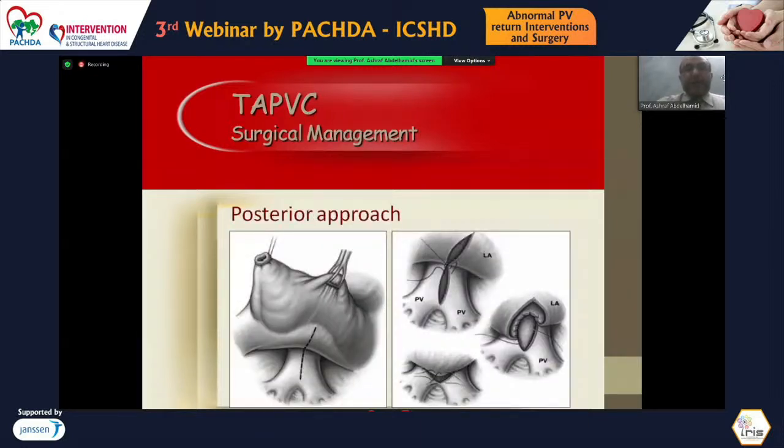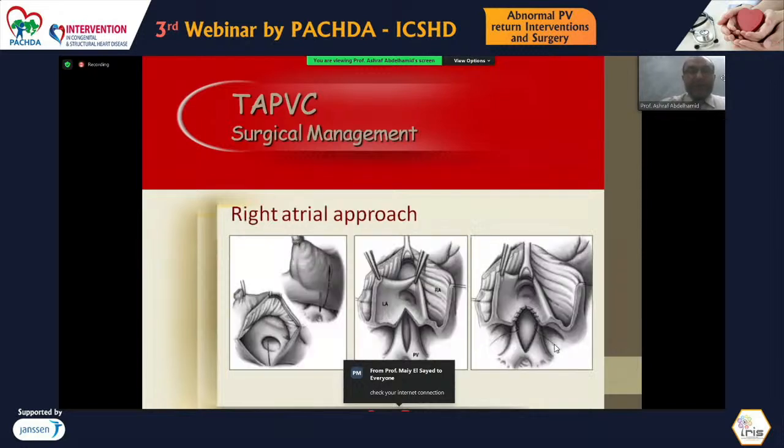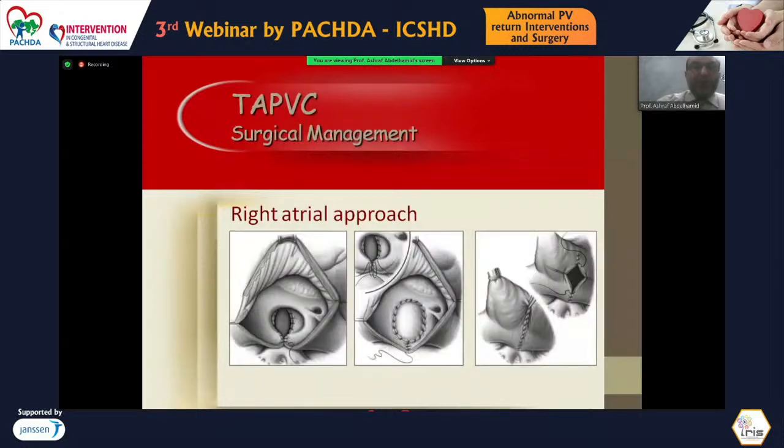The posterior approach is to go through the left atrium, connecting the left atrium to the pulmonary venous confluence posteriorly in a very wide anastomosis, so we can go without an obstruction. The right atrial approach is to go through the right atrium, the septum, and the posterior left atrium, and then connect the pulmonary venous confluence posteriorly to the left atrium, also with a very wide anastomosis. All of these approaches are adopted to increase the route of the blood to the left atrium without any obstruction.